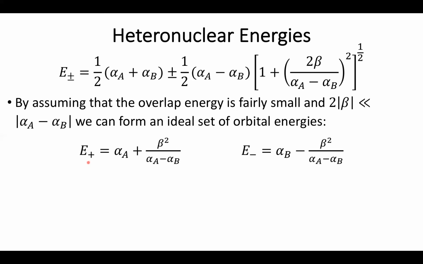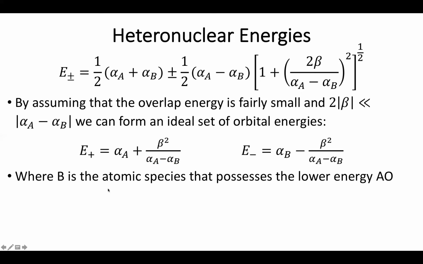antibonding orbital, and yes, I did shift notations, is going to start at my higher energy atomic orbital plus a raw magnitude of my resonance integral. So this is essentially telling me about how well they interact. Plus, again, the positive difference between my two atomic orbitals, where we are, for the sake of signs, going to represent B as the atomic species that possesses the lower atomic energy. So this is going to be a more negative value, generating a positive value in the denominator.